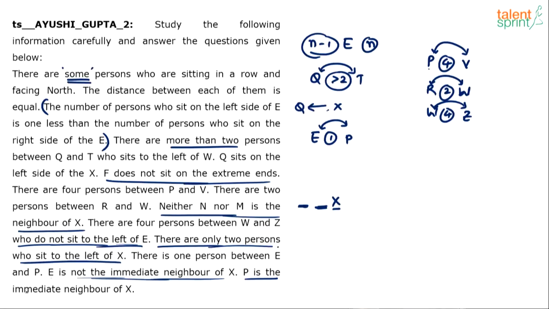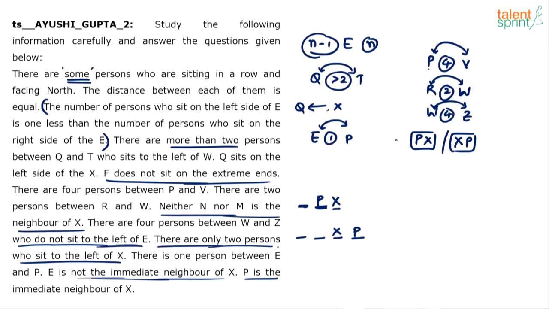What we know here is P is the immediate neighbor of X. Meaning P and X are going to be together, but it can either be PX or XP. So maybe consider 2 possibilities. In possibility 1, take P on the left of X. In possibility 2, take P on the right of X. So let's take 2 arrangements. In the first one, let me take P here. In the second one, let me take P on this side.